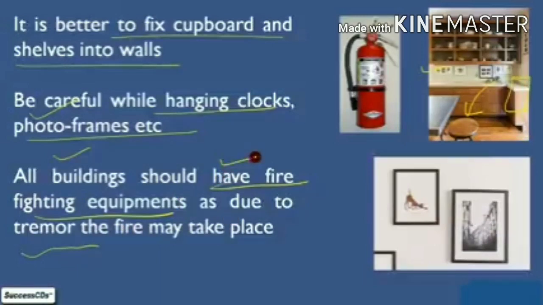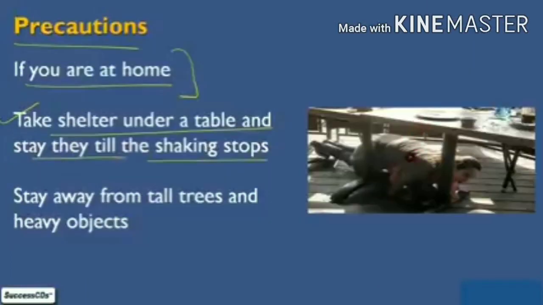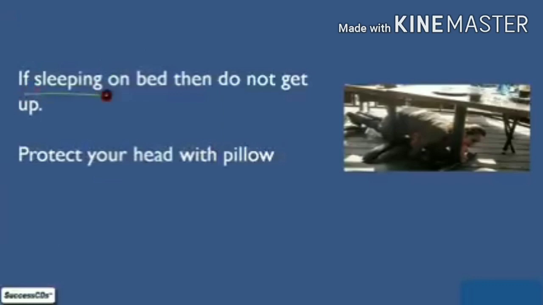Now, what safety measures or precautions should you take if you are at home? If you are at home and an earthquake occurs, what do you have to do? Take shelter under a table and stay there till the shaking stops. Stay away from tall trees and heavy objects. Children, if you are sleeping on the bed, then do not get up. But protect your head with a pillow, because if anything falls on you, the pillow will protect your head.